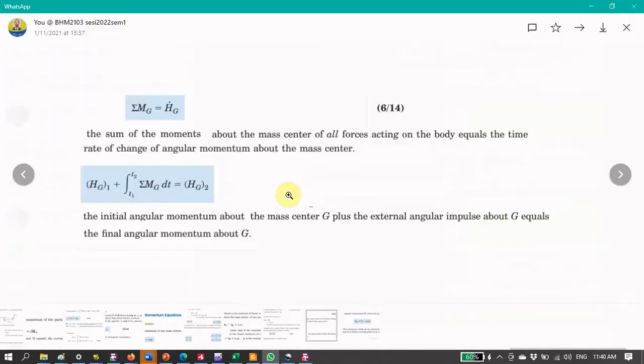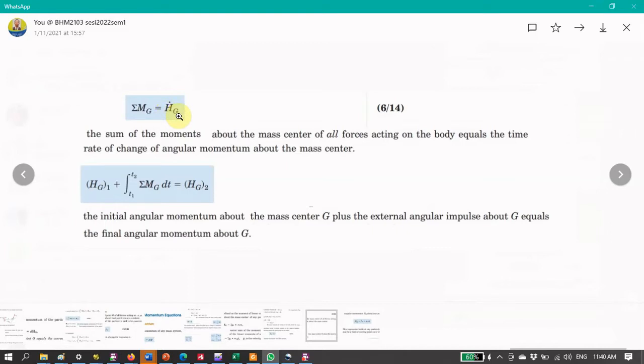And in order for us to find the moment about the mass center for the rigid body, this is equal to the time rate of change of the angular momentum about the mass center. So we have the summation of all moments about the mass center when we know the forces acting on the body. This is equal to the time rate of change of angular momentum of that rigid body about the mass center.